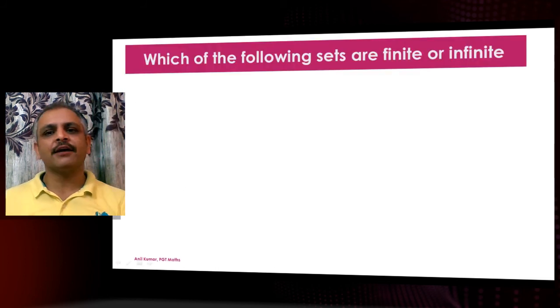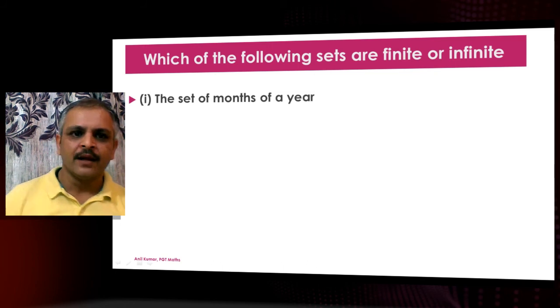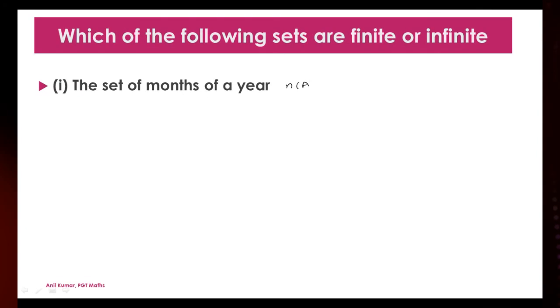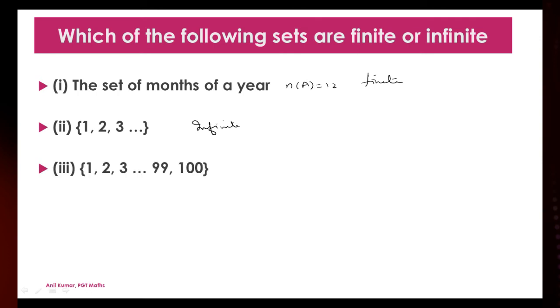Which of the following sets are finite or infinite? The set of months of the year, as we discussed earlier, has a finite cardinal number. It's 12. So yes, it's an example of a finite set. Next, 1, 2, 3, dot, dot, dot. That means it's an infinite set. Next is 1, 2, 3, and so on up to 100. So it's a fixed number series, natural numbers up to 100. Yes, it's a finite set.